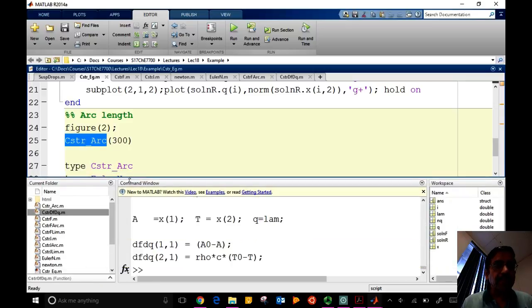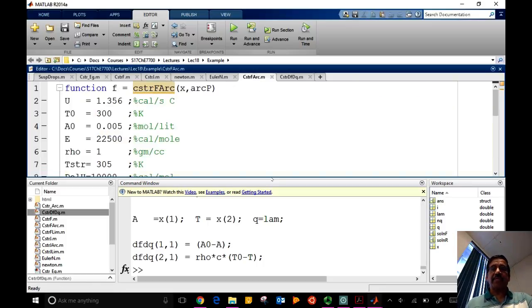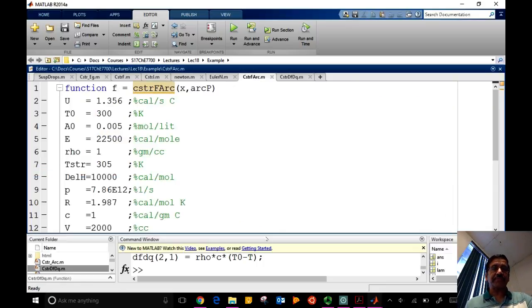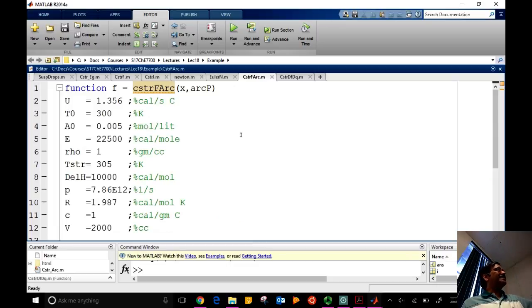Second last one. Which one? Have I opened it? CSTR FR. That's the function. Okay, maybe let's look at that first. The function looks exactly the same structure, but x is a vector and ARCP is a set of parameters that I'm using to define my arc length equation.